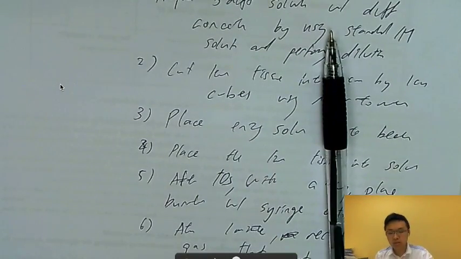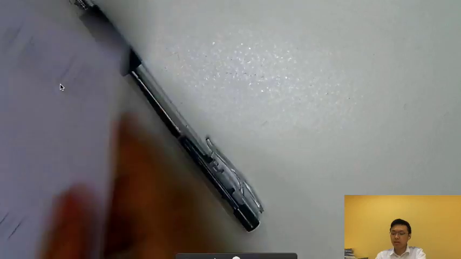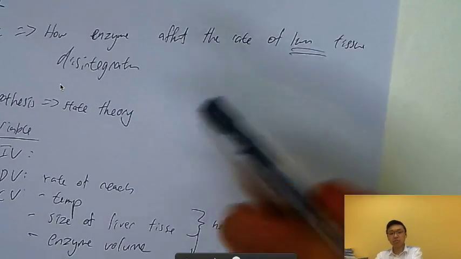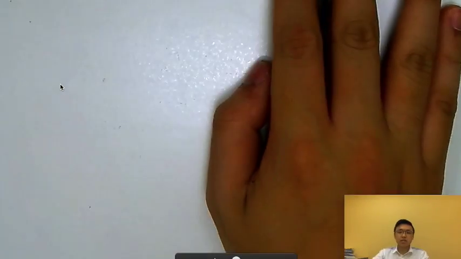Okay. So of course, now it's your turn. I think now you should have been enlightened, right? You probably know how to do the biology design IA. Of course, I would highly recommend doing something related to enzymes. It's very easy, right? You can just follow this video, just change some parts. So you can say how enzyme affects the rate of, for example, muscle tissue disintegration, something like that, right?